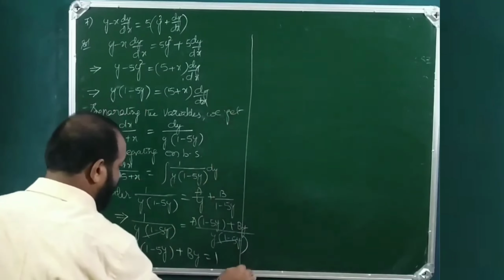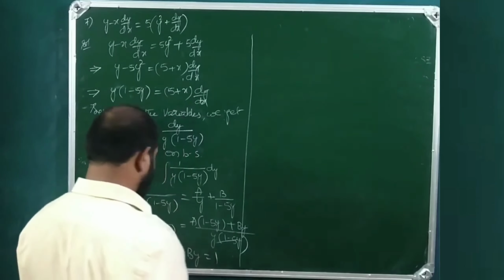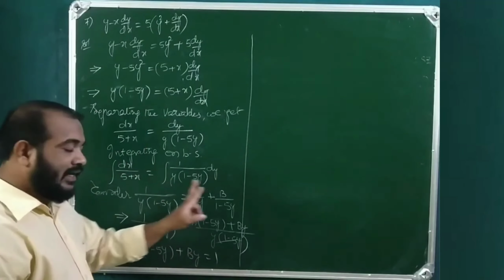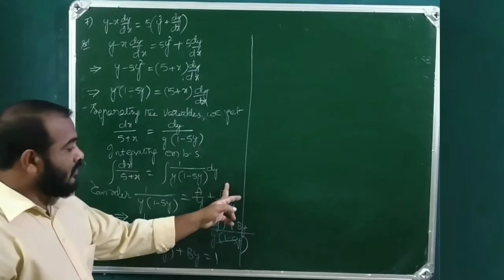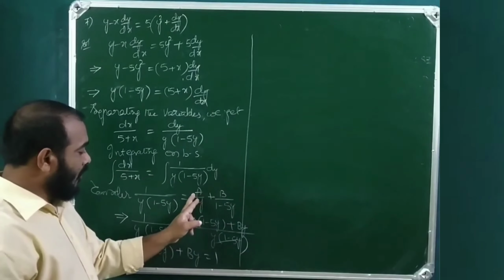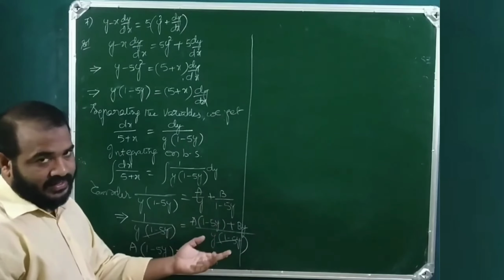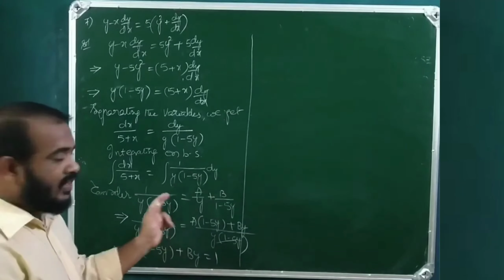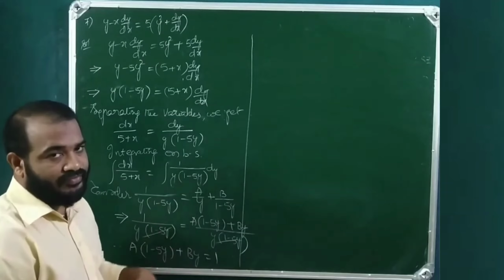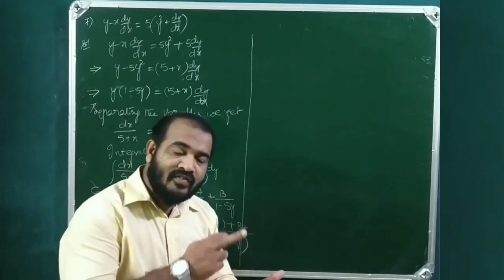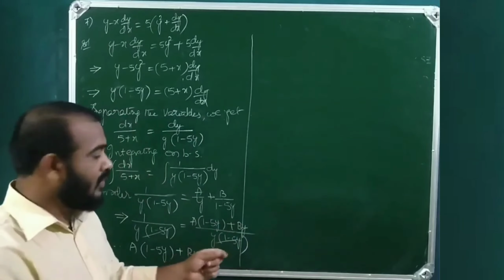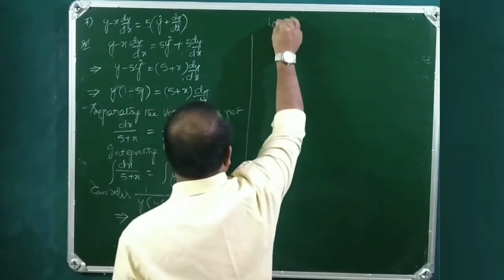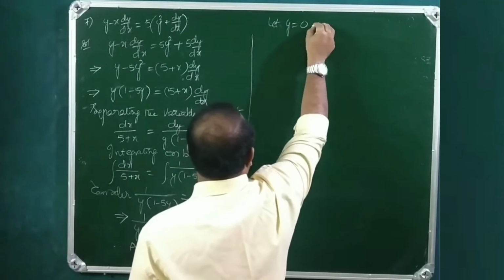Now, here y is the linear factor, make it 0, then one of the values of a and b we will get. In the same way, make 1 minus 5y equal to 0, so 1 is equal to 5y, y equals 1 by 5. So y equals 0 and y equals 1 by 5 are to be substituted in this equation.